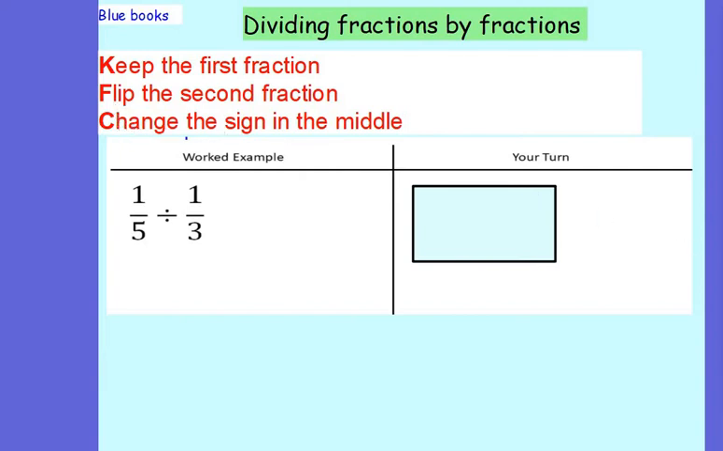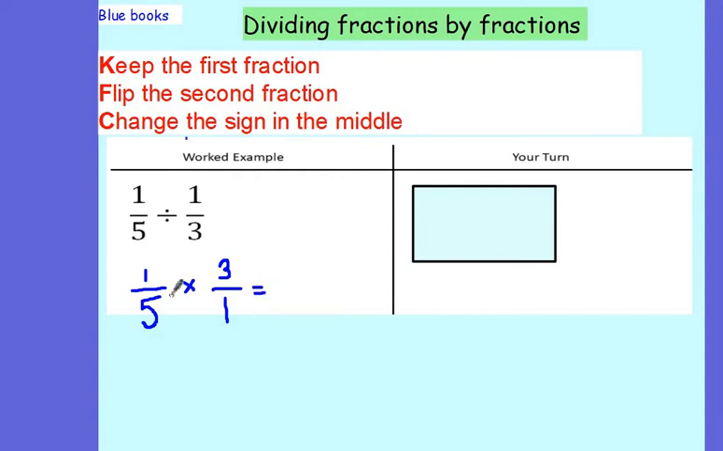When you've got that written down, can I see pens down, eyes on me? I'll go through an example and then you've got a similar example to write in your dark blue books. So here's my example. I want to do a fifth divided by a third, and I can't model that using the bar model. So what I'm going to do is keep my first fraction as a fifth. I'm going to flip my second fraction so the 3 ends up on the top and the 1 ends up on the bottom. And then I'm going to change the sign to a multiply.